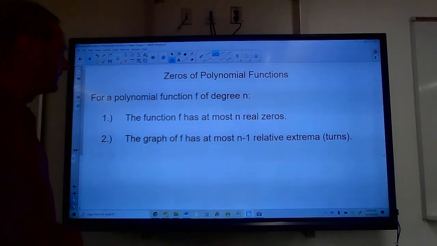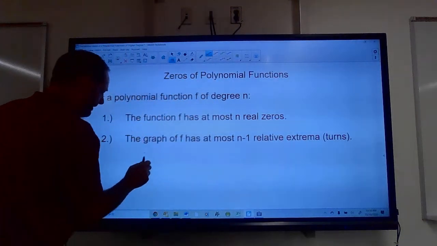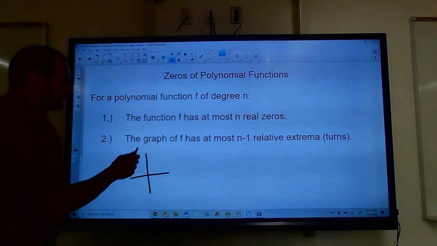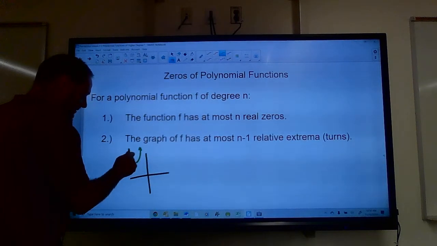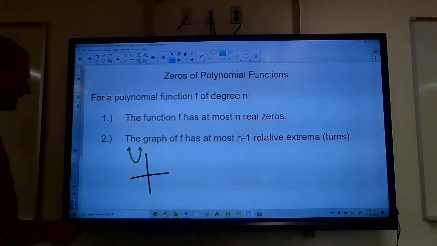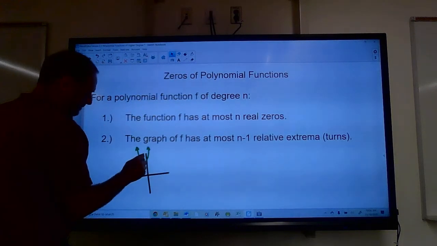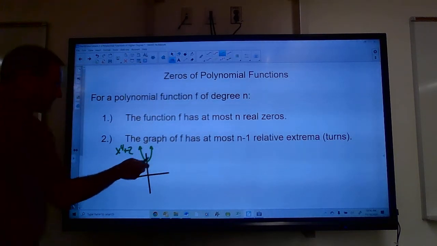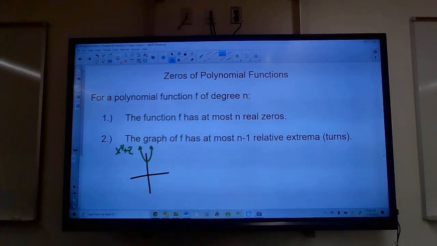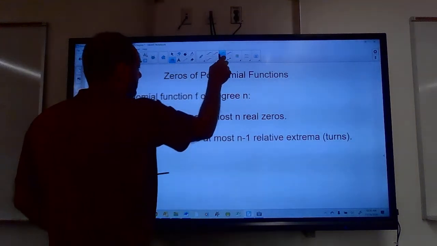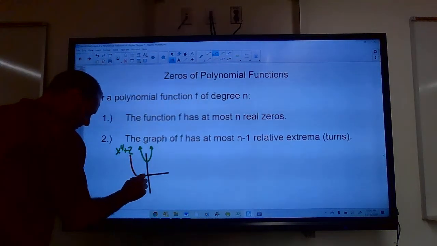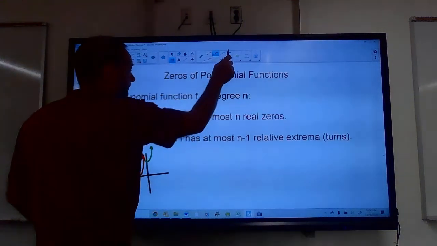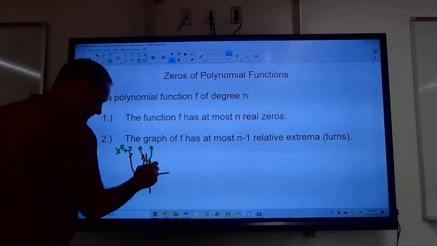So what does this mean? If you think about a graph, let's say I have an x to the fourth. It could have 0 zeros. It could look like this. A real simple one would be x to the fourth plus 2. It's going to look something like that. It's not going to have any zeros. It could have 1 zero if it looked like this. Got 1 zero right there. And it could have 2 zeros if it looked like this.